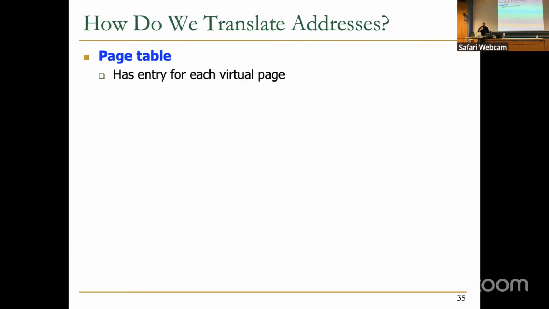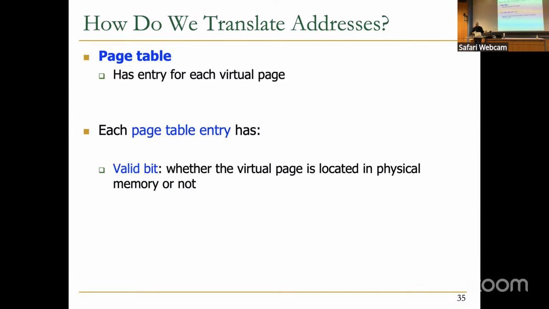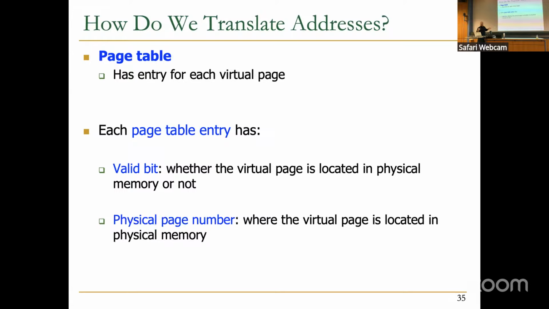A page table, you can think of it as a dictionary. I go to the dictionary, and for a virtual page, I find an entry. And this entry has information about the validity of the page, which means, is the virtual page located in physical memory or not? And second, the physical page number. If I find that my virtual page is valid, I can also find what is its physical location inside the main memory.